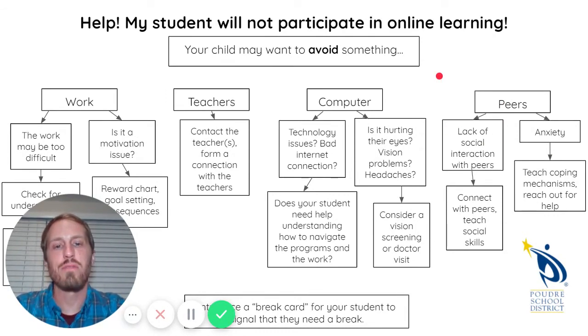Another good idea is if a student's really trying to avoid work or avoid their computer or the peers or teachers or whatever it is, a break card might be something that could really help them out so they can have a chance to avoid it in a structured, controlled way.